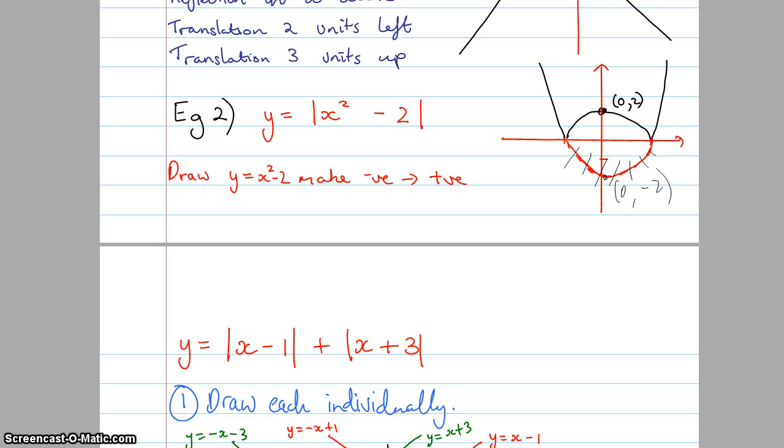Hi and welcome to the last video on the modulus function. This one finally deals with some of the questions you get in the textbook.